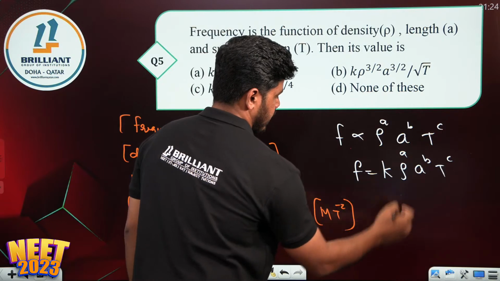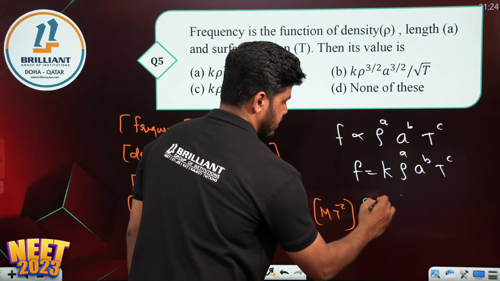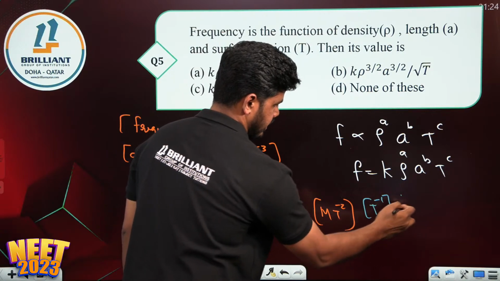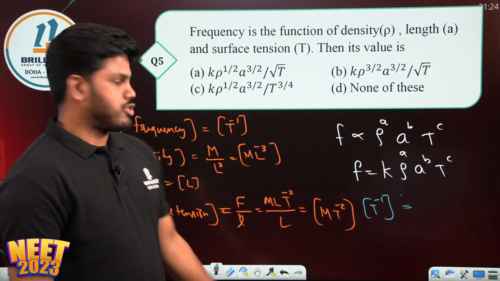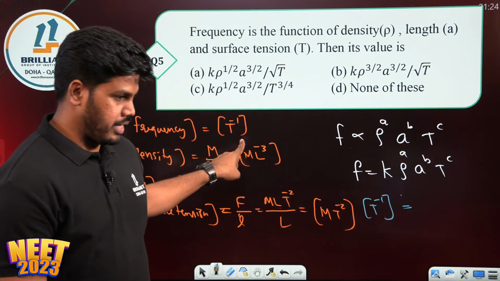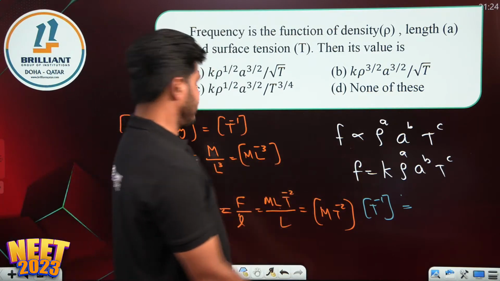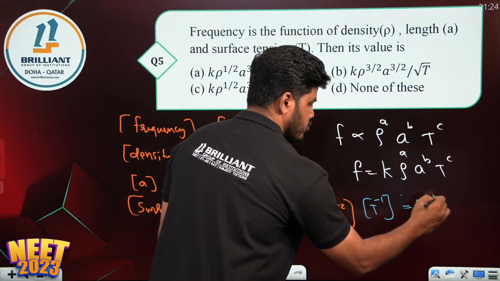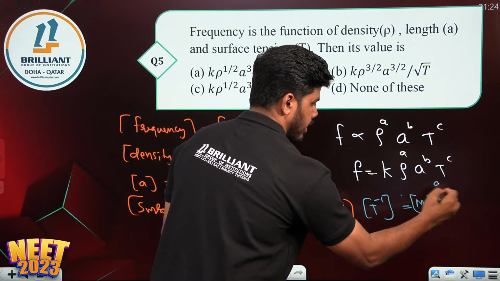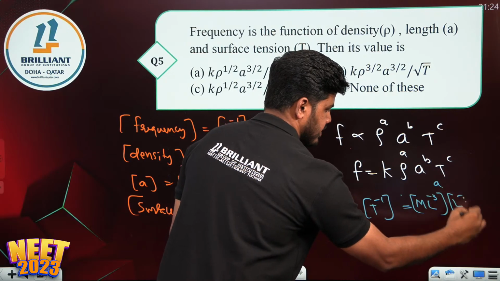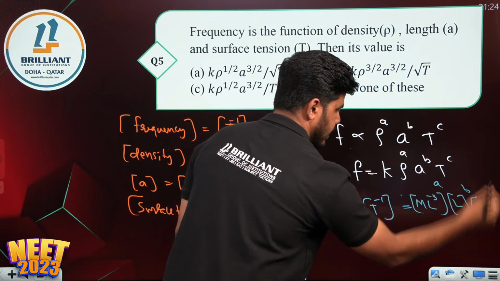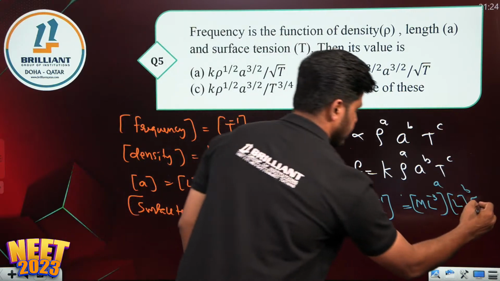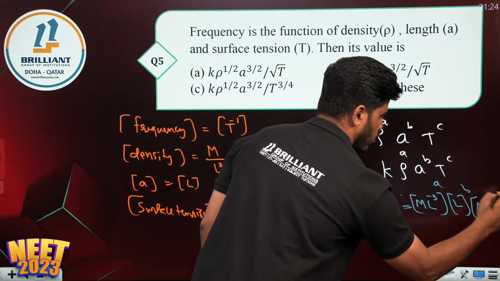See here, on the LHS we have T raised to minus 1, that is the dimension of frequency, reciprocal of the time period. Okay, density we already know. Density is M L raised to minus 3, the whole raised to A. Then the dimension of A is length only, raised to B, and the dimension of T, that is the surface tension, which is M T raised to minus 2, the whole raised to C.